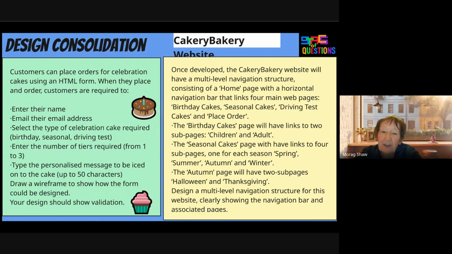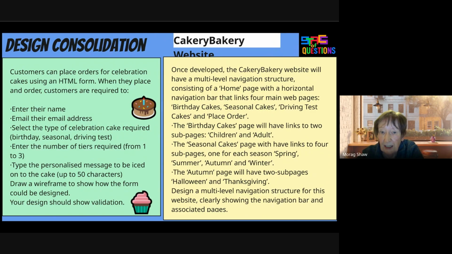So we've got an order for celebration cakes using an HTML form. Customers are required to, and then there's a list of requirements, like enter their name, enter the email address, select the type of celebration cake. And there's a list of celebration cakes, enter the number of tiers that they require from 1 to 3, and type the personalised message that they want to be iced on top of the cake, up to 50 characters.